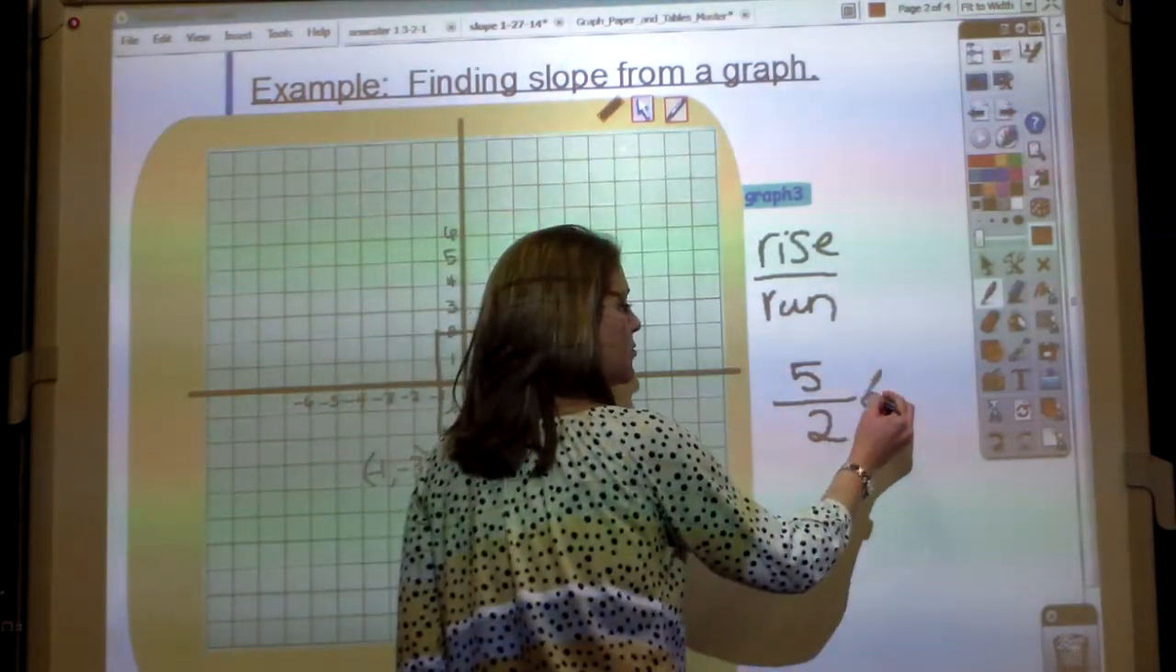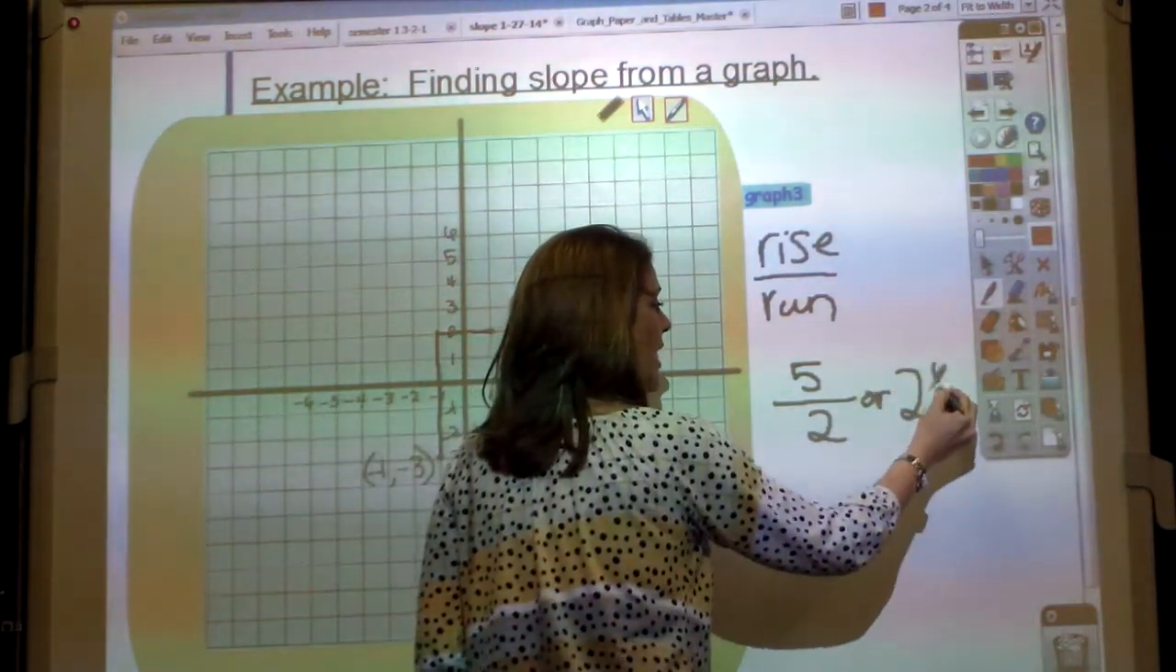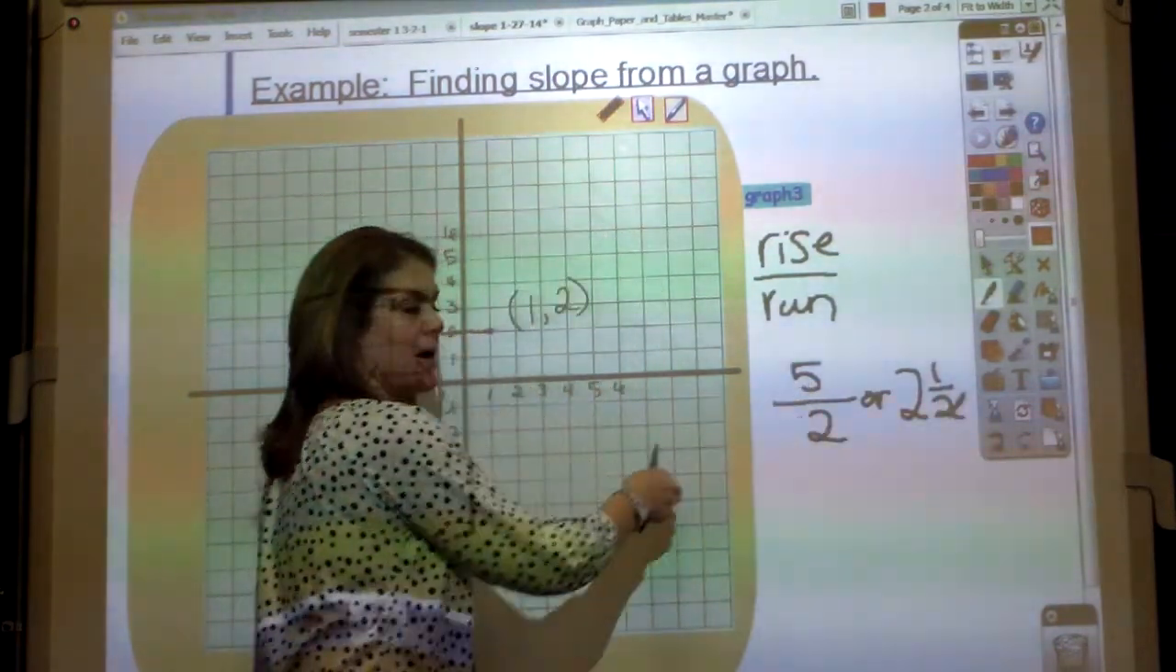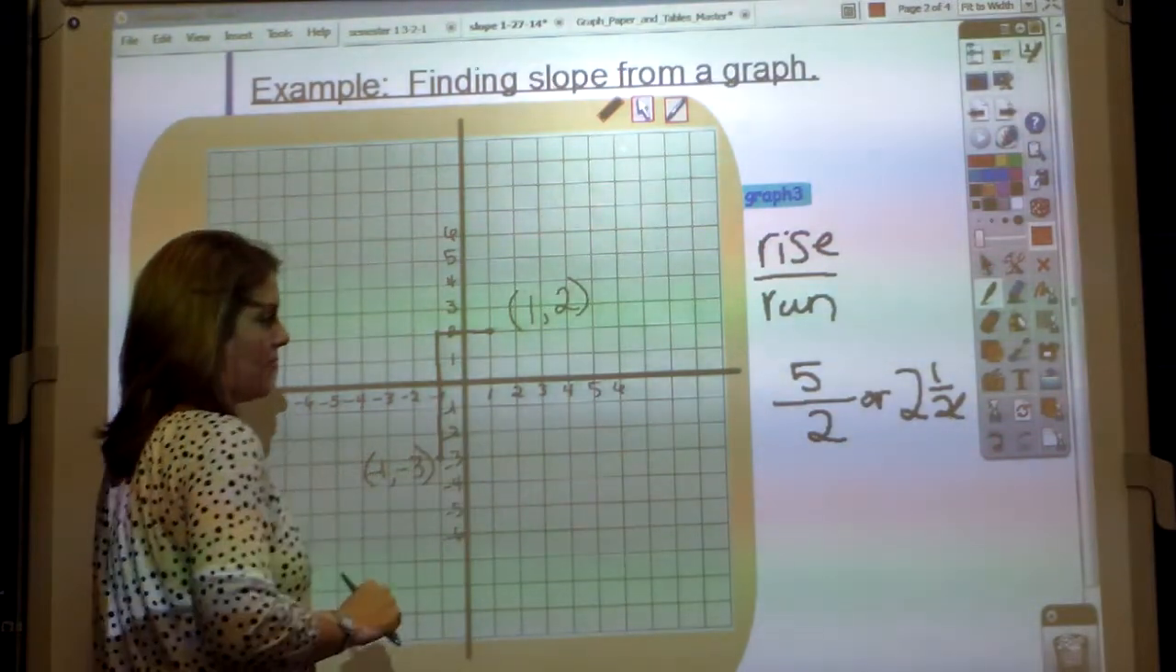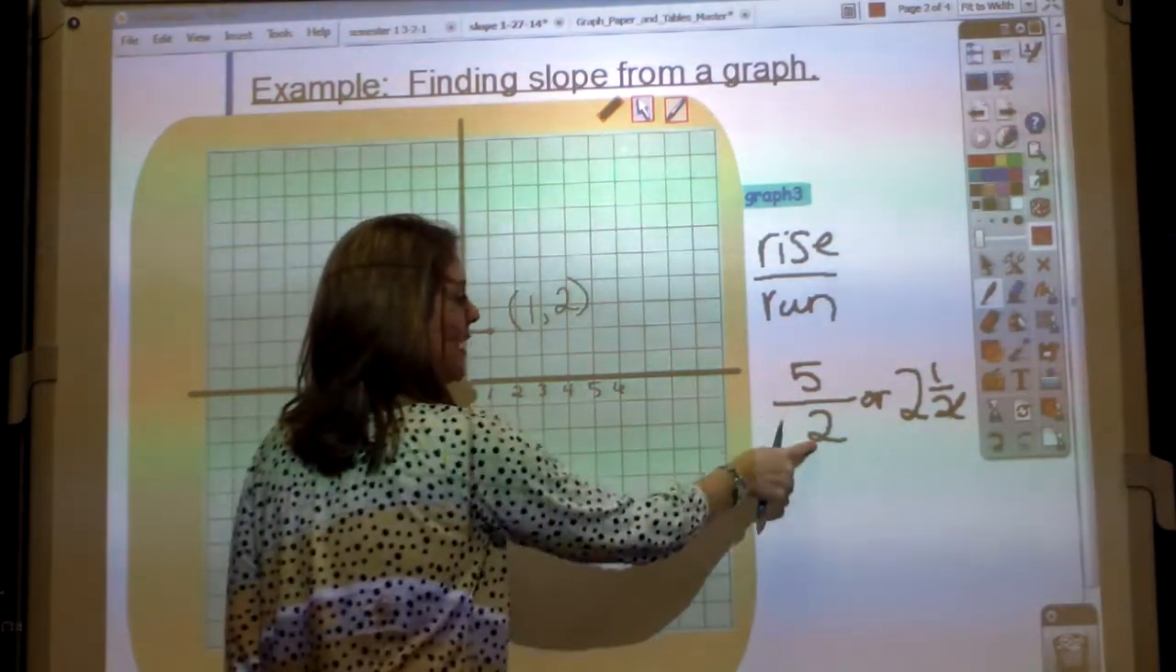Now you can also write that as 2.5, but we're going to be keeping them as those fractions or improper fractions so that we can be counting on the graph. So we can look at 5 over 2.